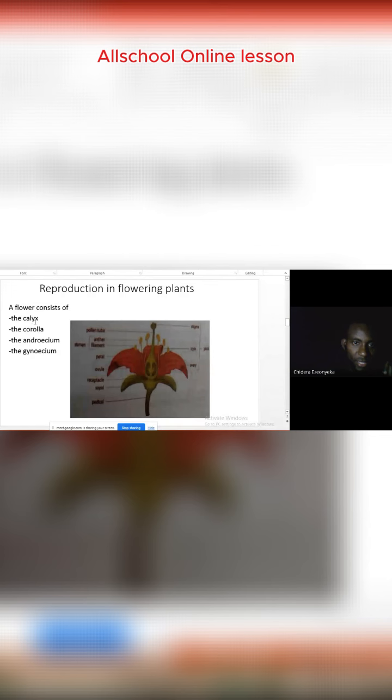So let's see what they do one after the other. Talking about the calyx as a floral part, the calyx is the part that consists of the sepals. Pay attention to the diagram on my screen. You can see the sepals. These sepals are usually small and greenish in color. The part of the flower that bears the sepals is what we call the calyx.